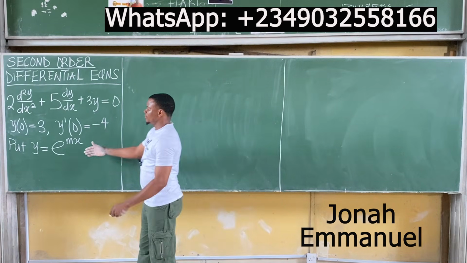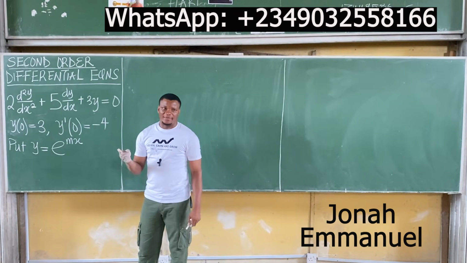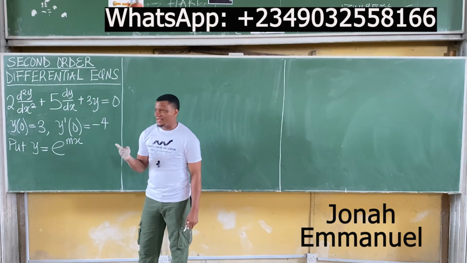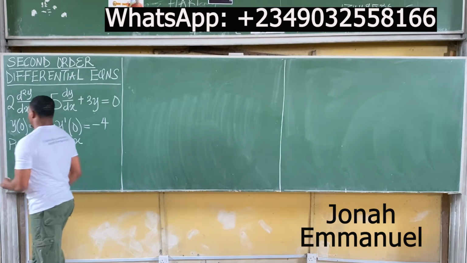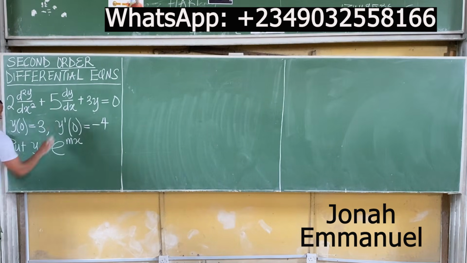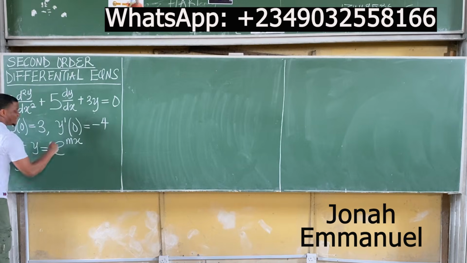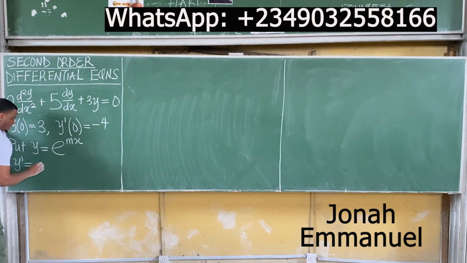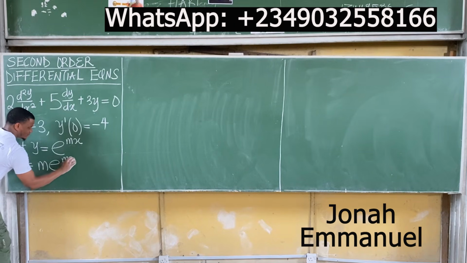From this, you are expected to find the value of what there? y prime, and what again there? y prime prime. We know that y prime is the same thing as dy/dx. So we can say y prime, same as dy/dx, is equal to, when we differentiate this, from our previous example, right? To differentiate this, simply differentiate mx. It gives you what there? m. It becomes m attached to this exponential mx.